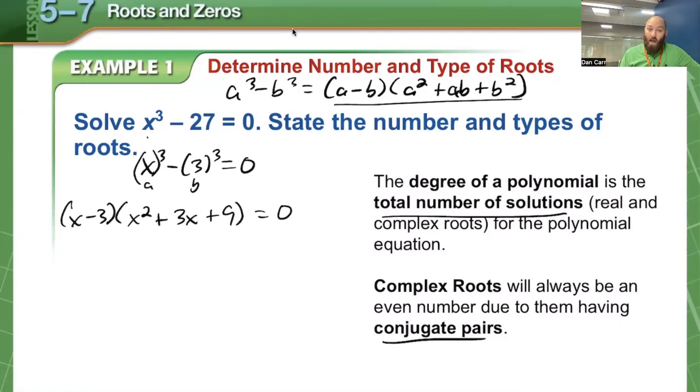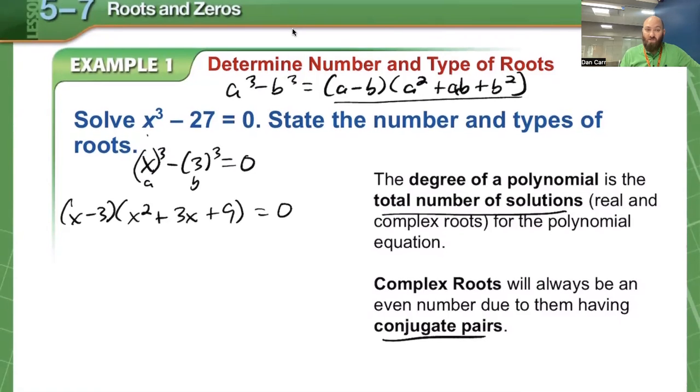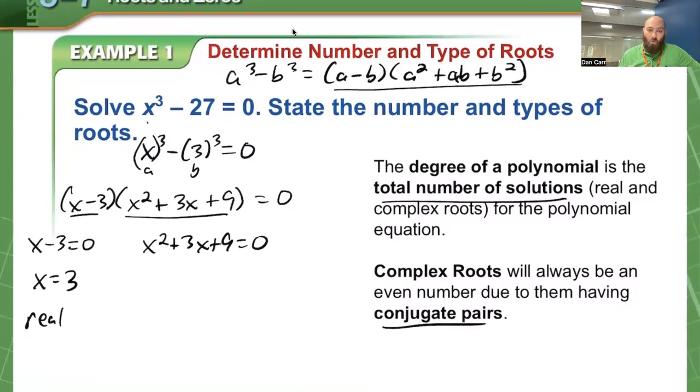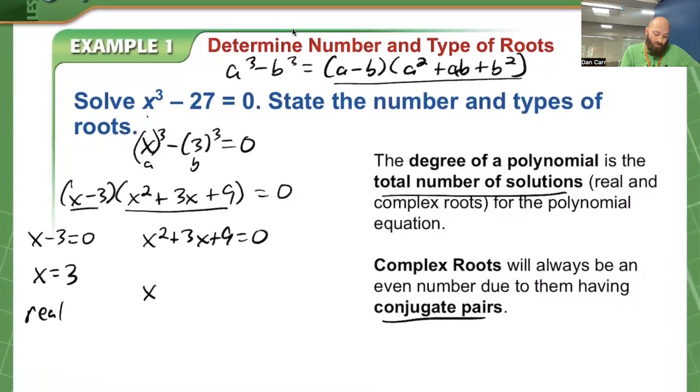And that's equal to 0. From here, I can split this off and find one of my solutions. If this times this equals 0, then x minus 3 has to equal 0. So x equals 3. Here's my real solution right here. For the other part, x squared plus 3x plus 9 equals 0. Now I need to solve it with probably the quadratic formula, but you can technically do completing the square if you wanted to. So I'm going to do the quadratic formula.